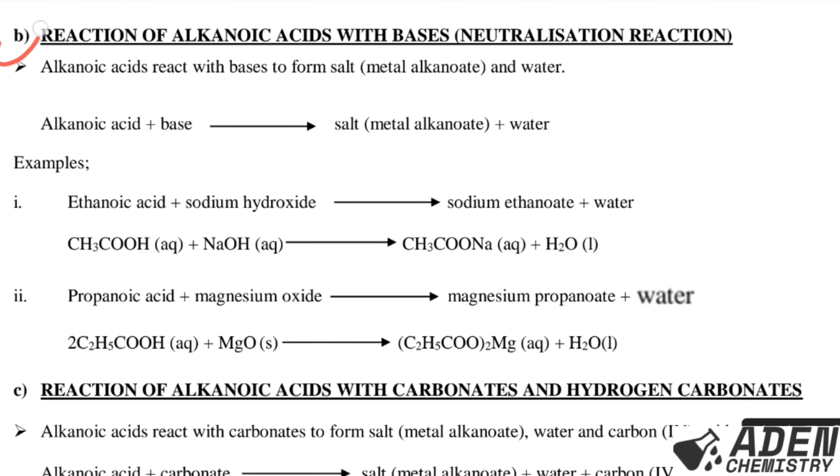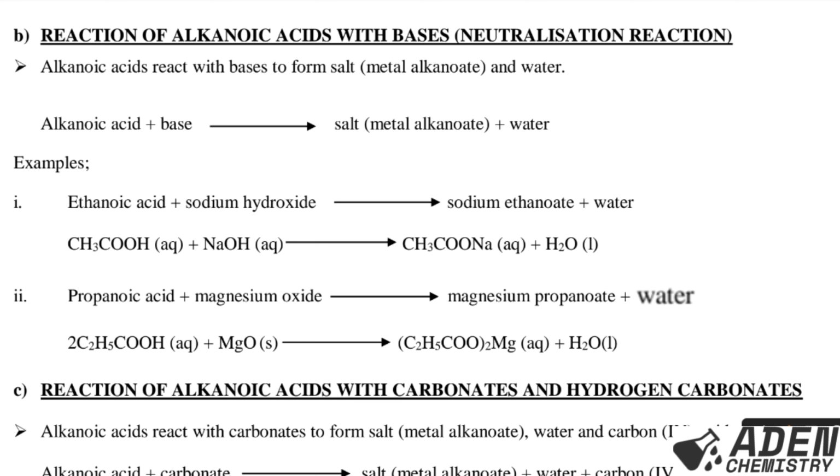So part B, we are going to proceed to the reaction of alkanoic acids with bases, and this type of reaction is called a neutralization reaction. So alkanoic acids react with bases to form salt and water. So the name of the salt is alkyl alkanoate. So the general equation is alkanoic acid plus base. What we are going to get is salt and also water.